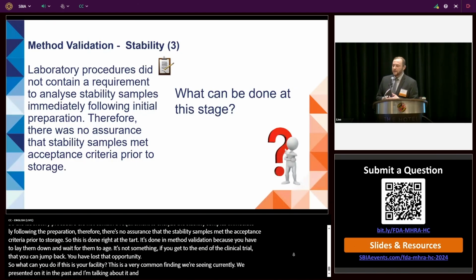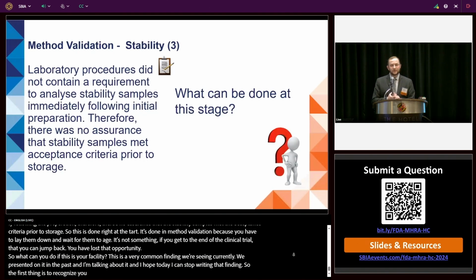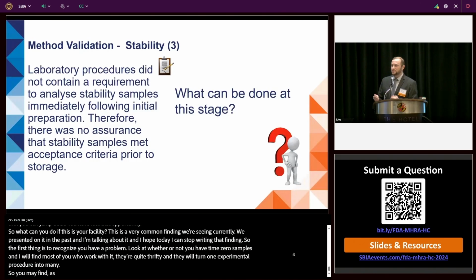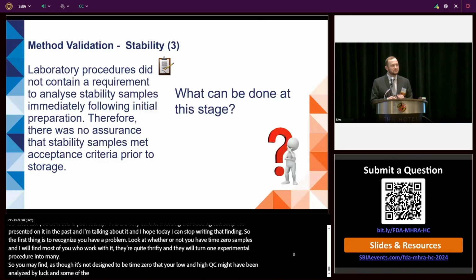So the first thing is to recognize that you have a problem. Look at whether or not you have time zero samples. And you will find, most of you that work with laboratory scientists, they are quite thrifty. They will turn one experimental procedure into many. So you might find, although it wasn't designed to be time zero, that your low and high QCs might actually have been analysed by luck. And in some of the cases we find on inspection, that's exactly what's happened. So that's the first case scenario, what I would call the best outcome.